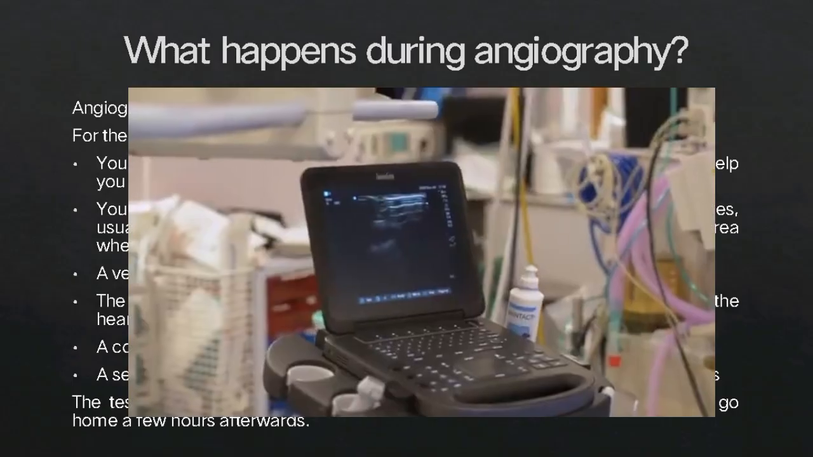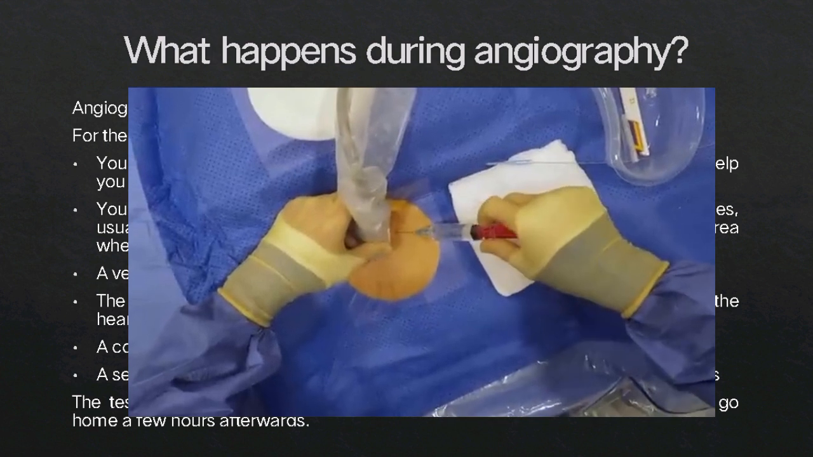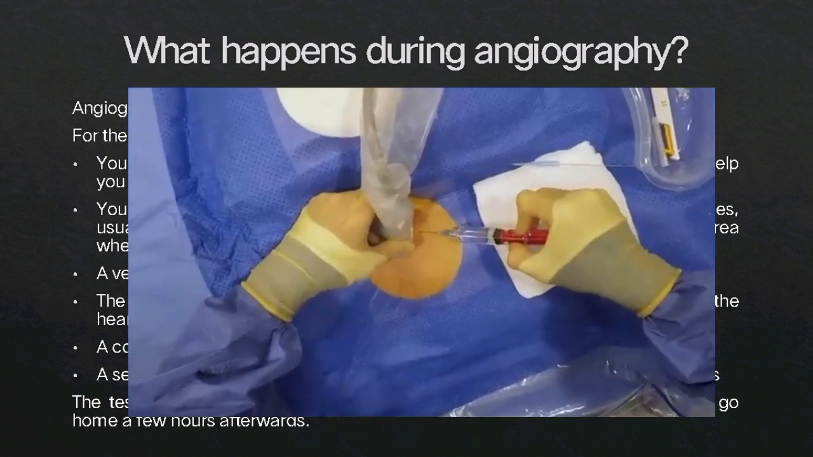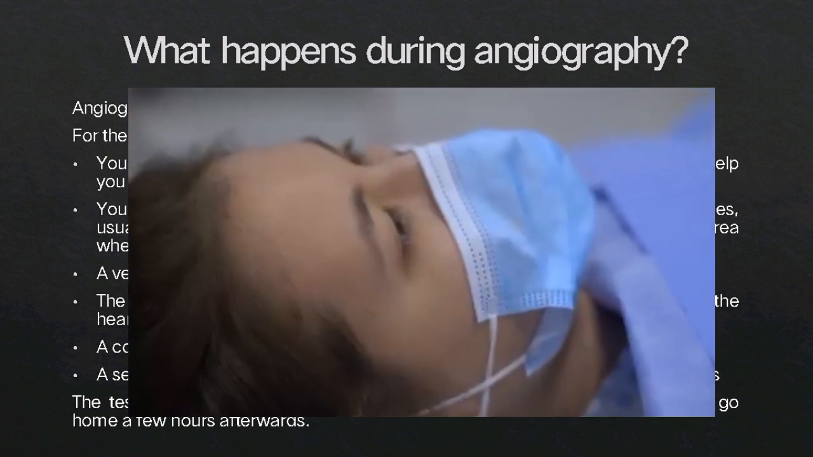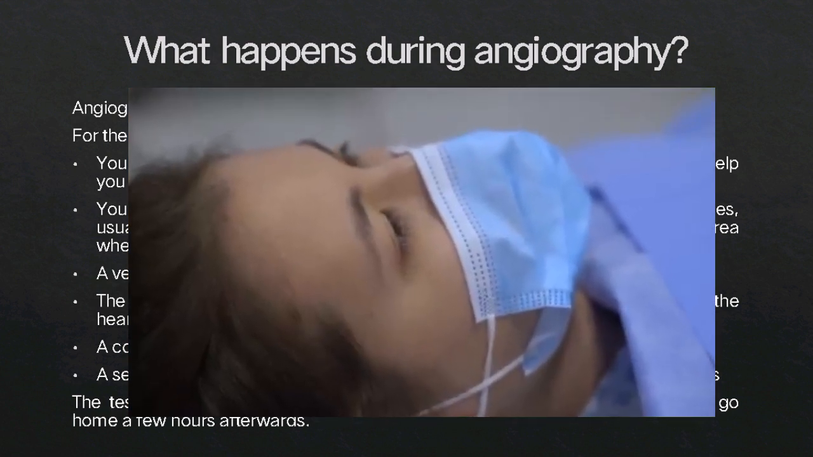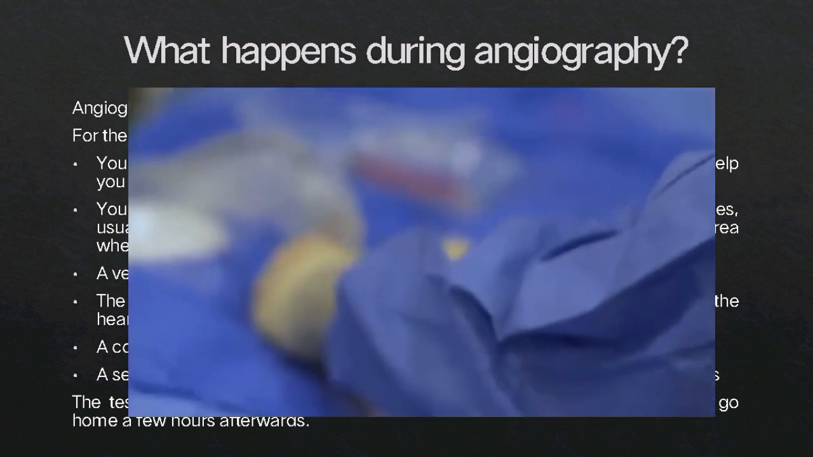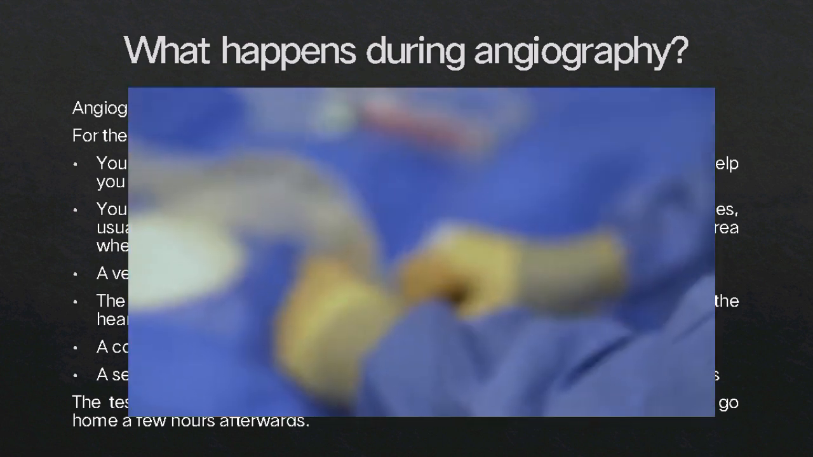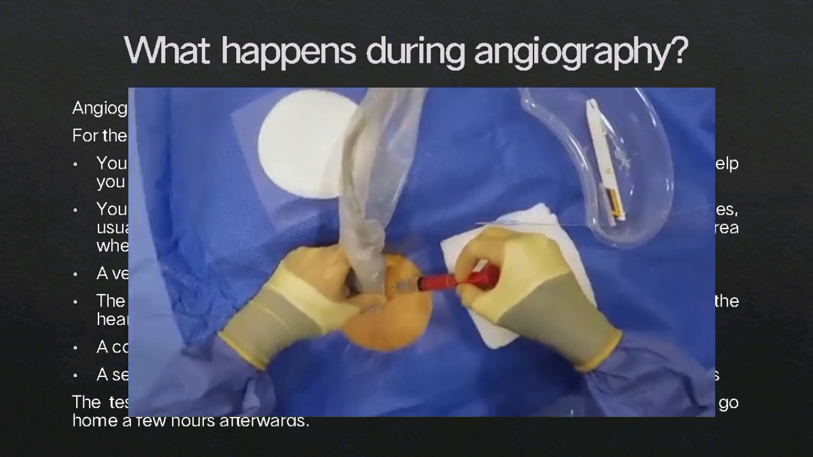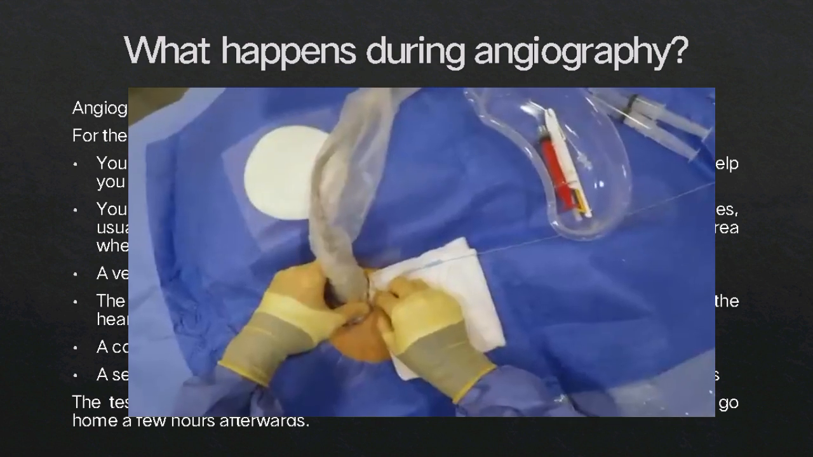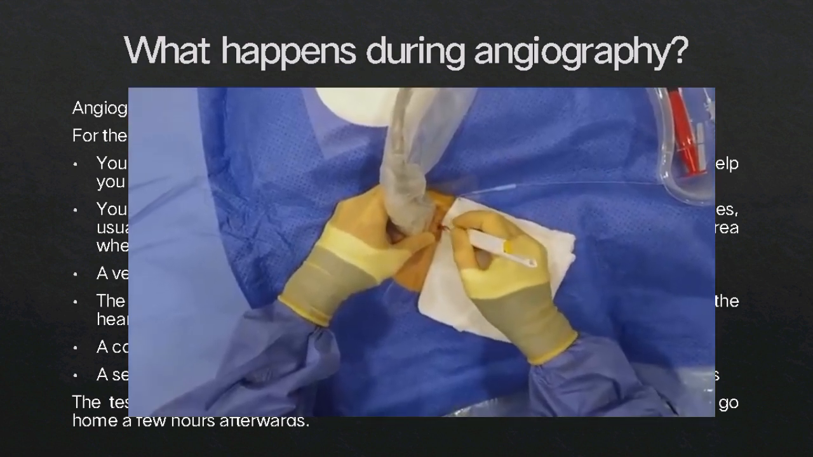What happens during angiography? Angiography is done in a hospital X-ray or radiology department. For the test, you'll usually be awake, but may be given a medicine called a sedative to help you relax. You lie on an X-ray table and a small cut or incision is made over one of your arteries, usually near your groin or wrist. Local anesthetic is used to numb the area where the cut is made.